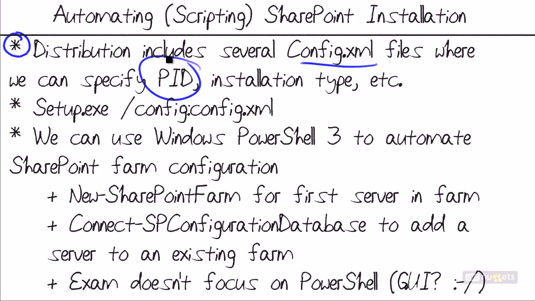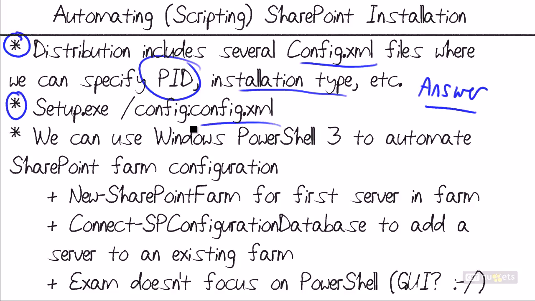We can also add the installation type. In effect, config.xml is what's called an answer file. And an answer file simply answers, right, the questions that the installer typically requires you to do manual intervention on. Invoking the config XML is really easy. You simply add it as a switch to setup.exe.